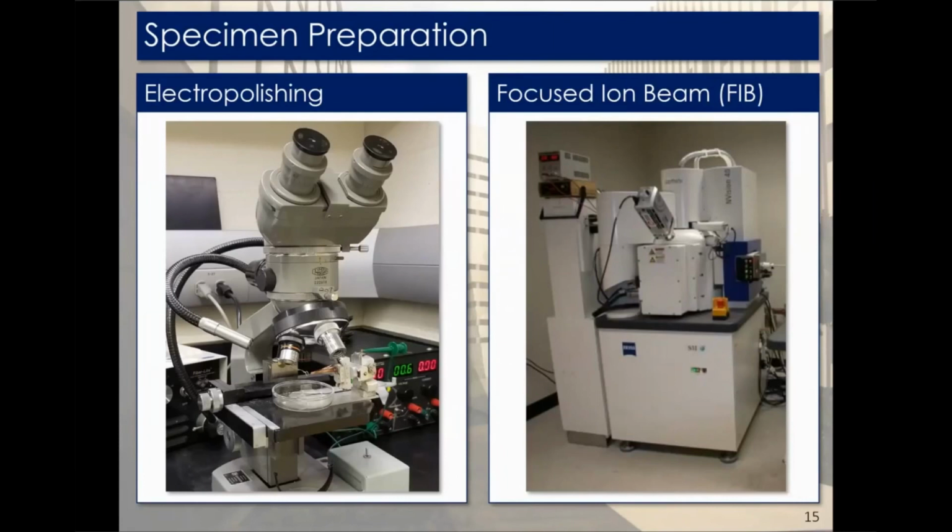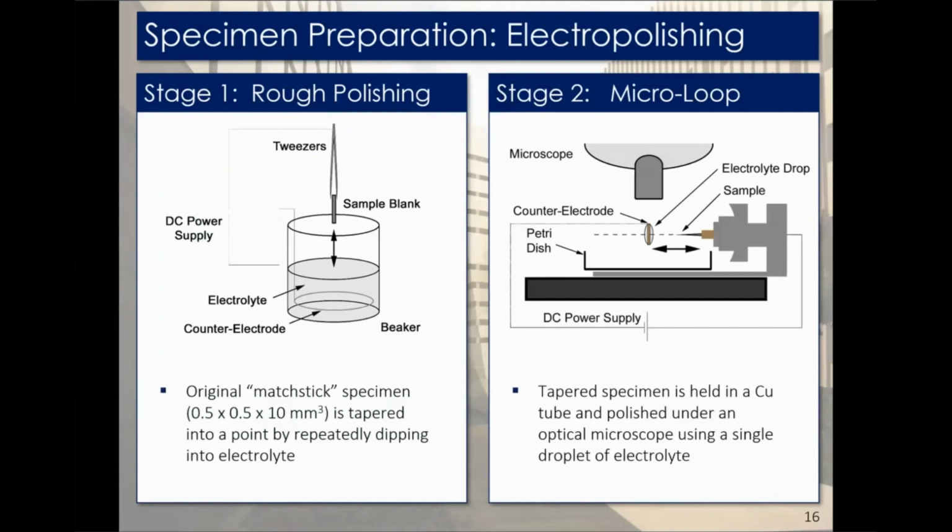So first, let's talk about electropolishing. Now, electropolishing is exactly what it sounds. We're basically trying to selectively dissolve away some of our material until we can form this nice nanoscale needle. So what we usually do is start with a material we refer to as a matchstick. We will form our material into a little bar about 0.5 by 0.5 millimeter cross section, and maybe 10 millimeters long. It's not really that important, the length. And you can form this in a variety of ways. Usually fine grinding or a precision cutting saw will do the trick.